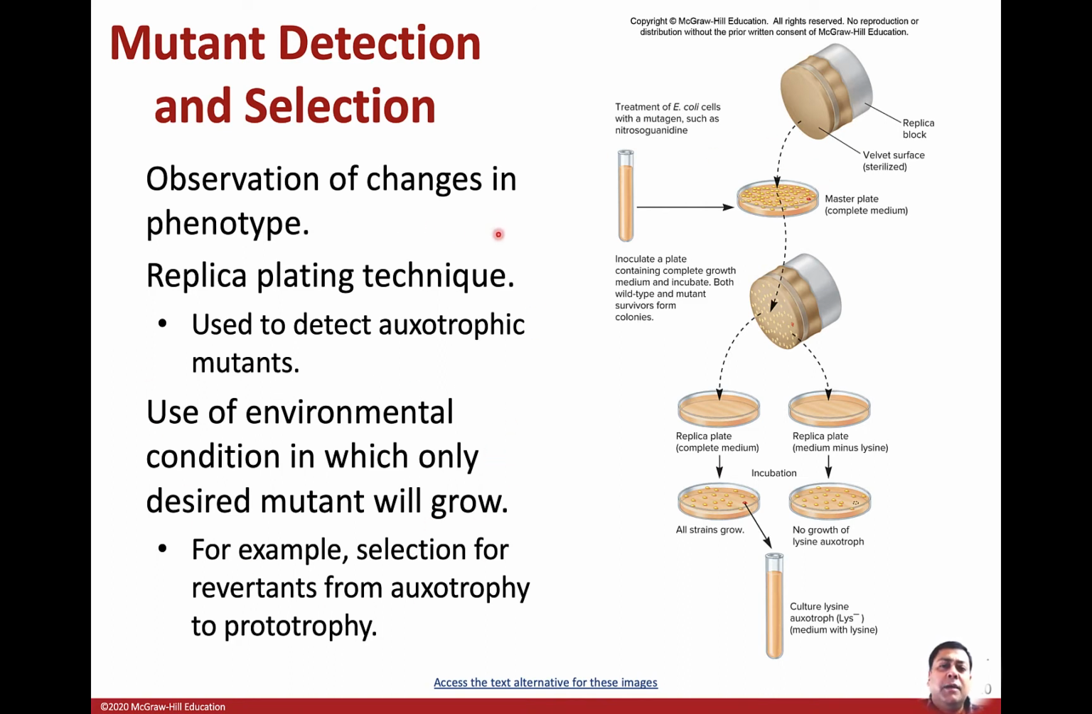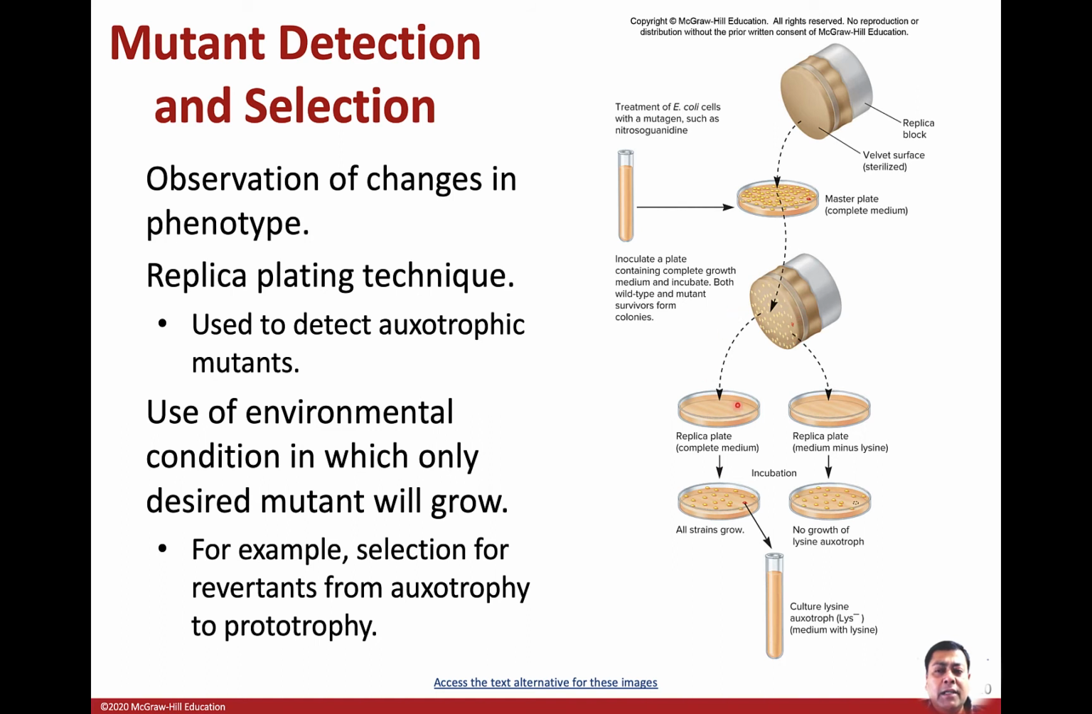So here we are looking at the power of replica plating. This is E. coli treated with a mutagen such as nitrosoguanidine, which probably caused the bacteria to mutate something. We are thinking that suppose a lysine auxotroph may grow out of it. After adding the nitrosoguanidine, we plate those bacteria onto a master plate with complete media, with all the types of amino acids in it. Now we use a replica block with a sterilized velvet surface, and we press this on top of the master plate so that all the colonies are picked up.